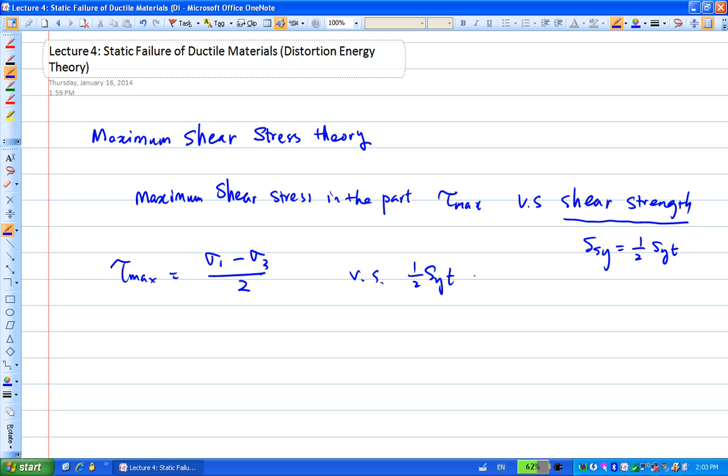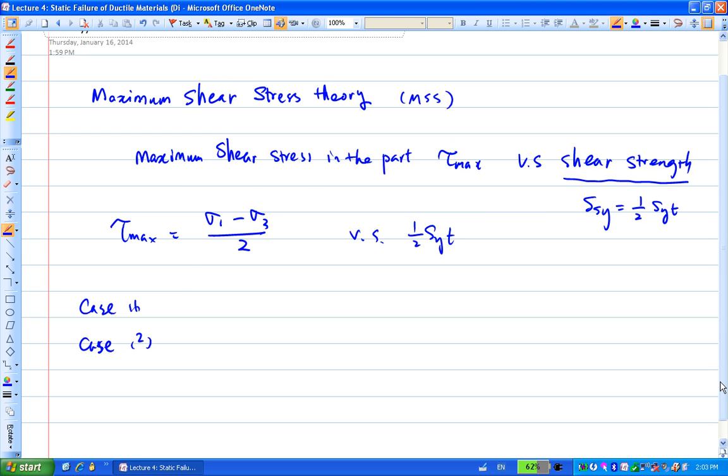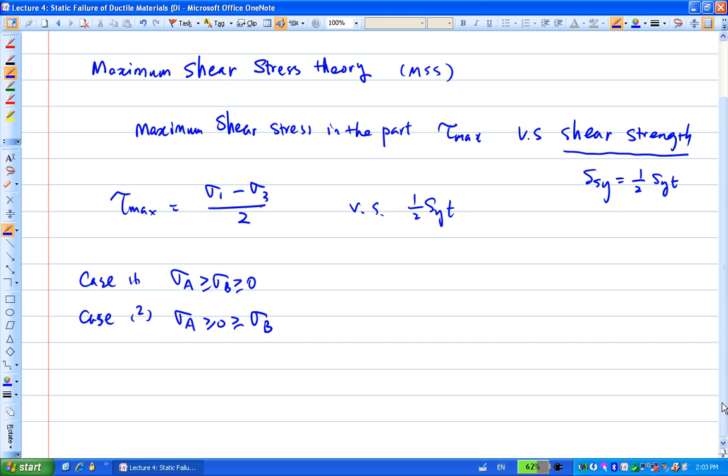We also wanted to illustrate graphically what this MSS theory looks like. We had different cases, number 1 and number 2. I think we already talked about that in the previous lecture. That's the case when sigma A greater than sigma B greater than 0. The second case is this.